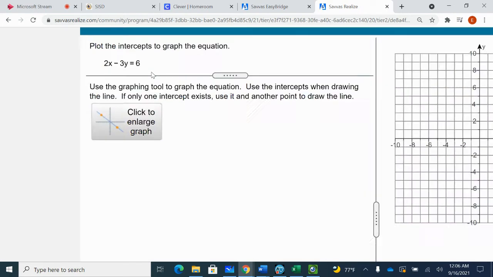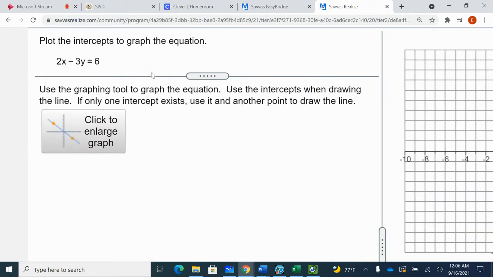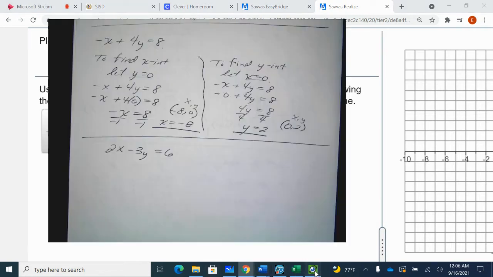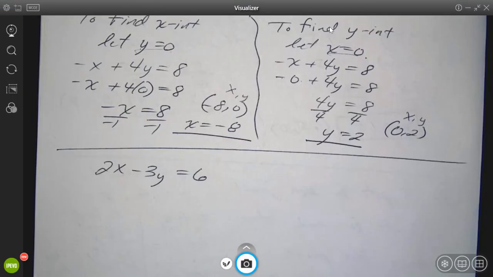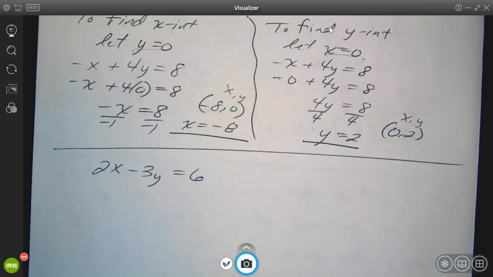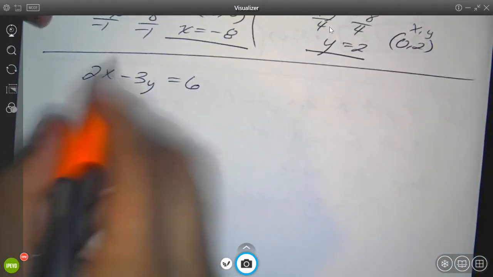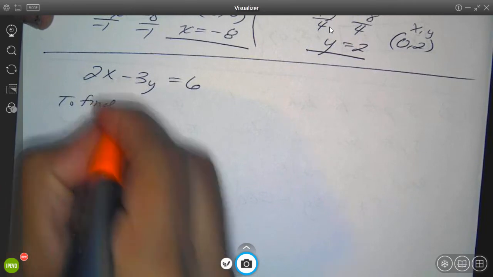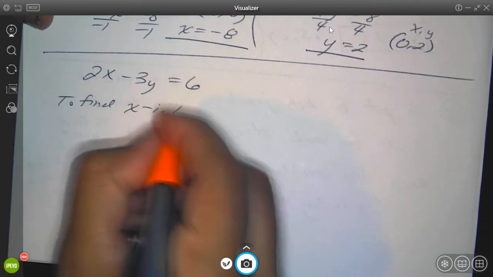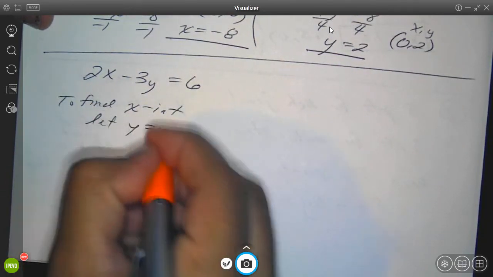More of the same. They want you to graph using the intercept form. So again, 2x minus 3y is equal to 6. Again, some of you guys can already pick up the pattern. You don't even have to write this many steps anymore because you're able to recognize what you have to do. And again, by all means, if you could do this on your own without having to write anything, by all means, knock yourself out. So to find the x-intercept, we let y equal 0.